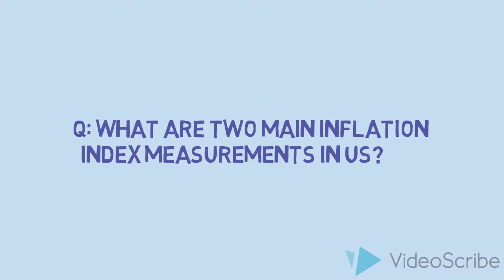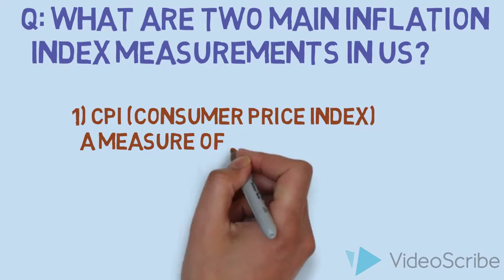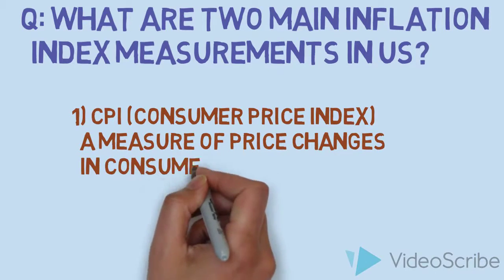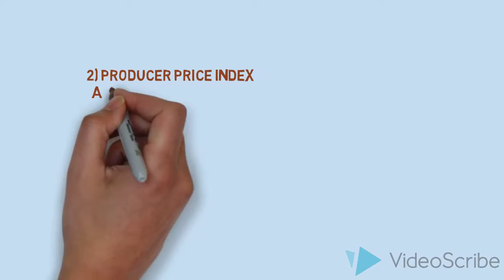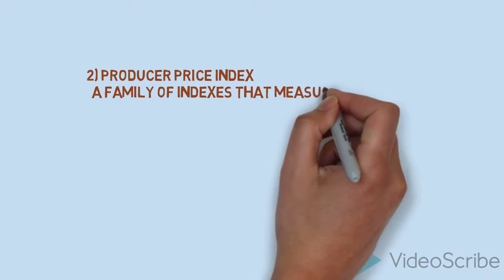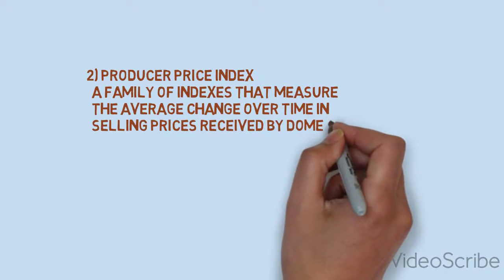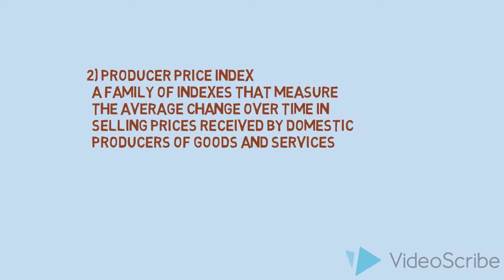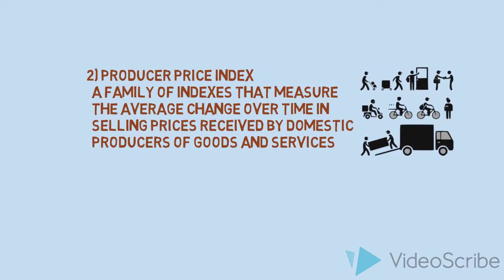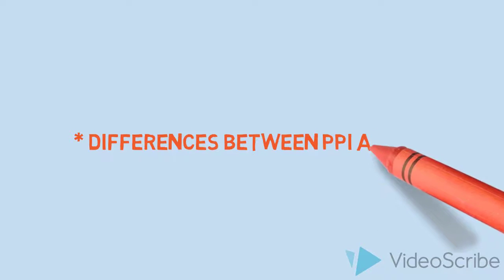What are two main inflation index measurements in the US? One is Consumer Price Index, so-called CPI, just as mentioned. It is a measure of price changes in consumer goods and services, which is from the perspective of purchasers. The other is Producer Price Index, called PPI. It is a family of indexes that measure the average change over time in selling prices received by domestic producers of goods and services, which is from the perspective of sellers.